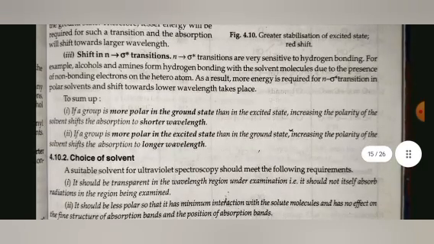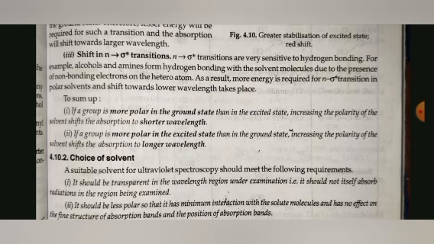Third is shift in n to sigma star transition. n to sigma star transitions are very sensitive to hydrogen bonding. For example, alcohols and amines form hydrogen bonds with the solvent molecule due to the presence of non-bonding electrons on the heteroatom. As a result, more energy is required for the transition in polar solvent and a shift towards lower wavelength takes place.